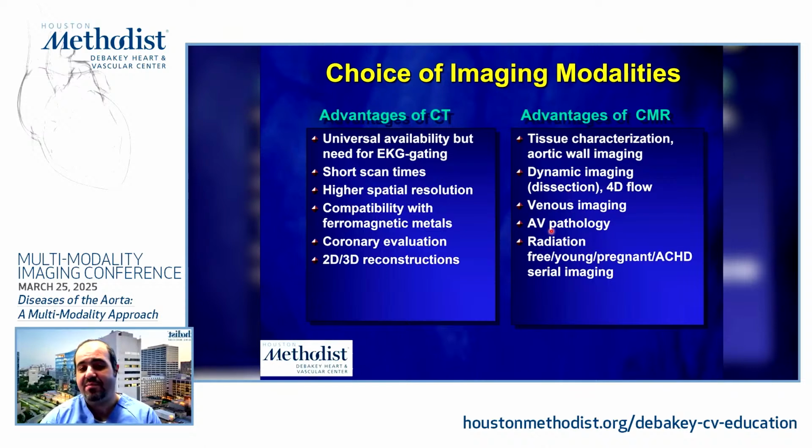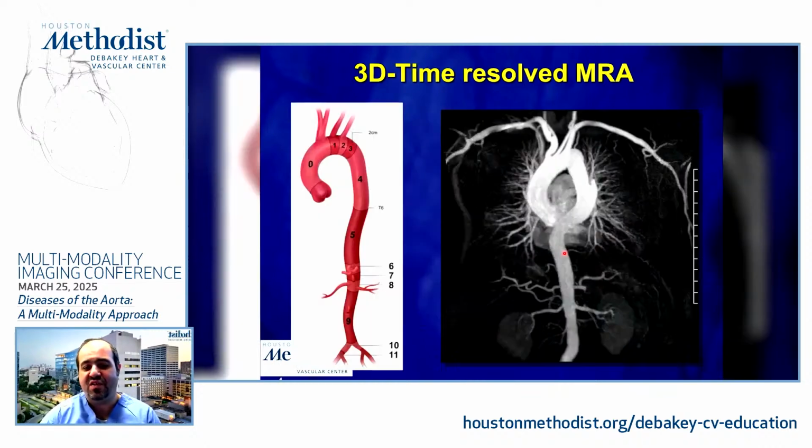Aortic valve pathology can be easily identified because you can acquire cine images with CMR. And remember that it's radiation-free for young female pregnant patients and those who need serial imaging.